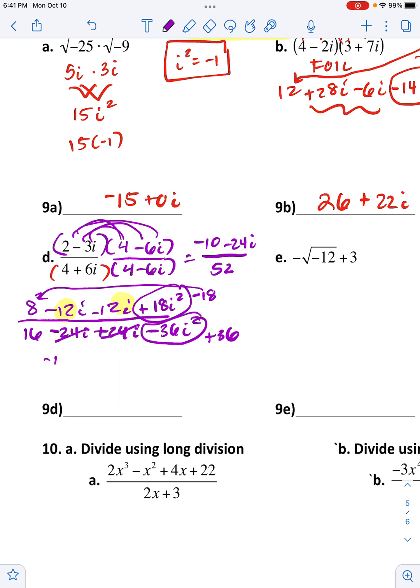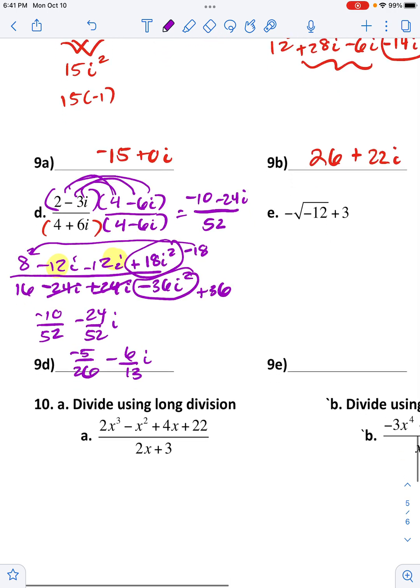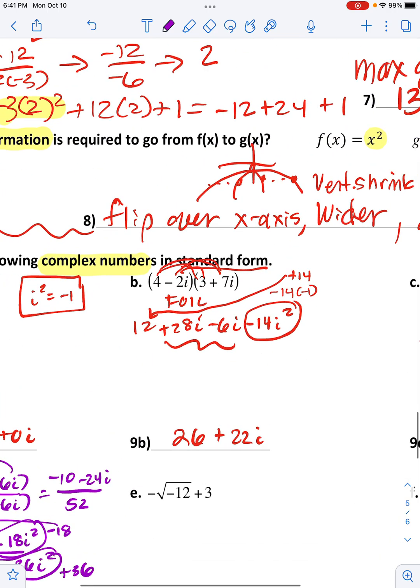So if I have negative 10 over 52, because we're supposed to be writing it in standard form, and then negative 24 over 52i, negative 10 over 52 will reduce to negative 5 over 26, and negative 24 over 52 is going to reduce to 6 over 13. And so that is my final answer in standard form, which is what it says up here underneath all my scribbly scratches, that you want to be answering in standard form: a plus or minus bi.